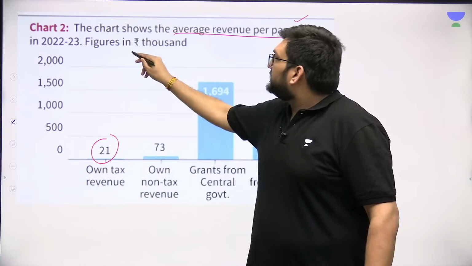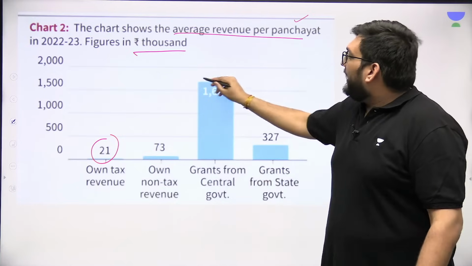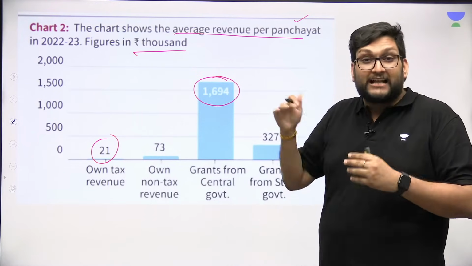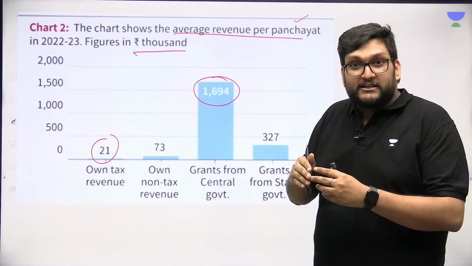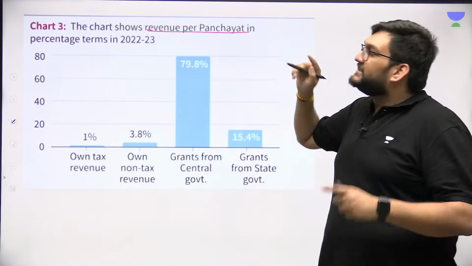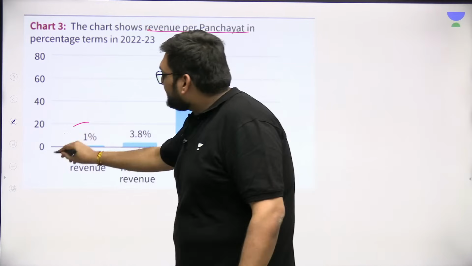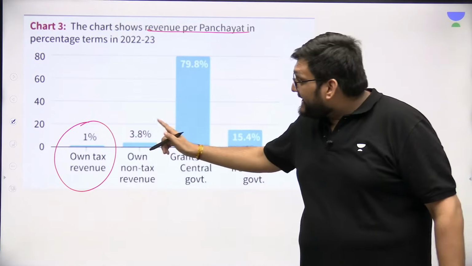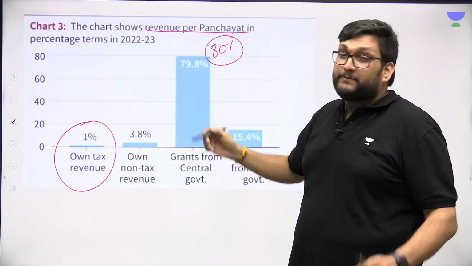You see, 21,000 is what they get from their own tax revenue. And 1694 is in thousands, 1694,000, which is close to 16 lakh rupees, which is coming to them from the center. And therefore, if I convert this into percentage, then the real picture comes in. This is the revenue per panchayat percentage, how much percent they get from which source. 1% of all its receipts, all the money they receive, is their own. And close to 80%, 79.8, 80%.